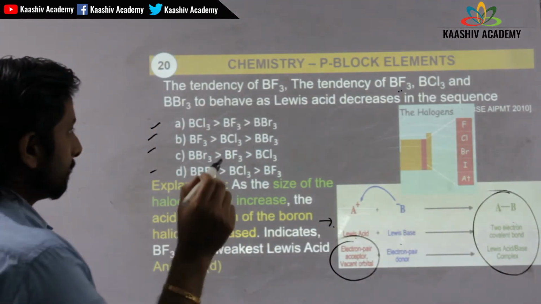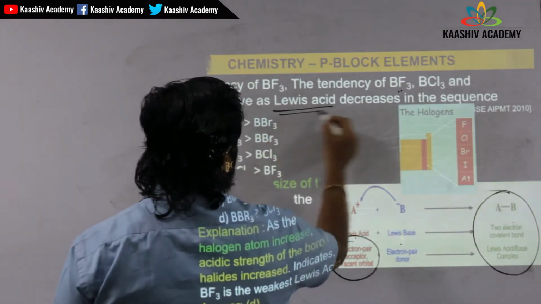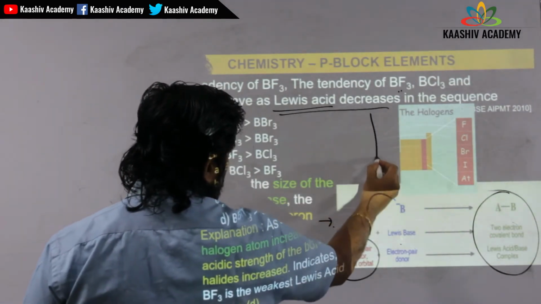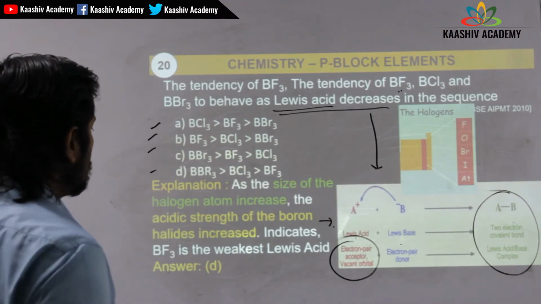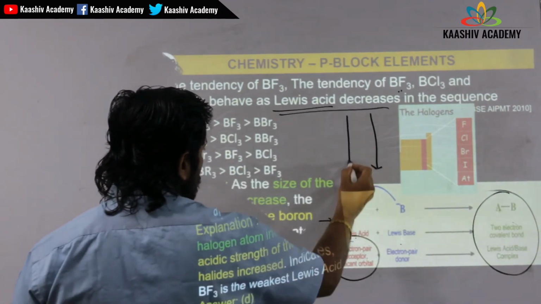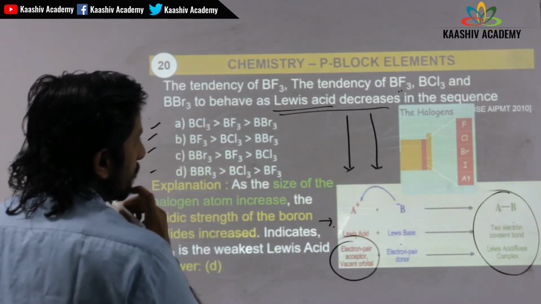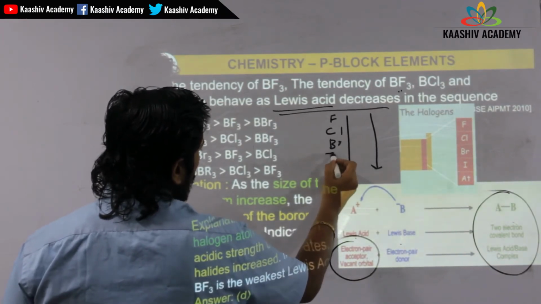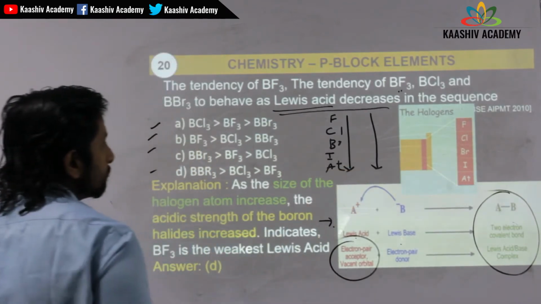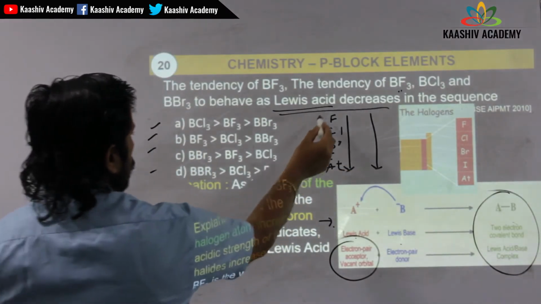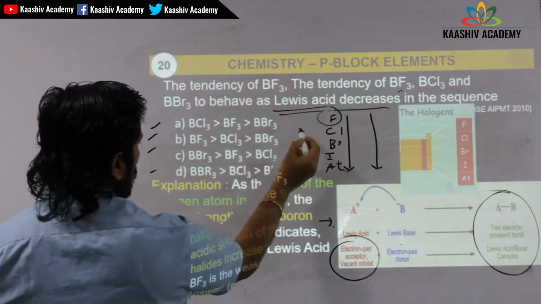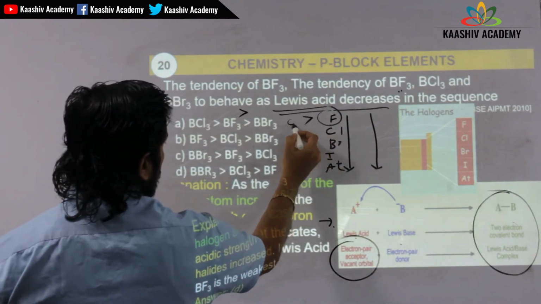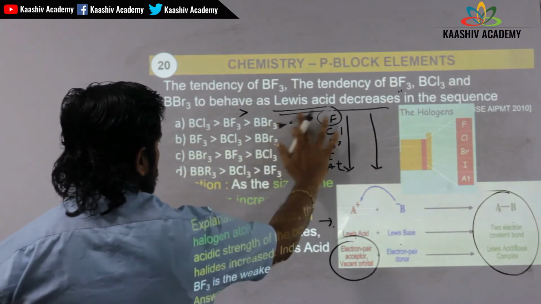As the question indicates, we need to identify the order in which Lewis acid strength decreases. If the halogen atom size increases, the acidic strength of the boron halide increases. So fluorine is the lowest one, chlorine is the next, then bromine, iodine, and astatine. So here we have this symbol, and this should be here, followed by chlorine, followed by bromine. So we have to see it like that.